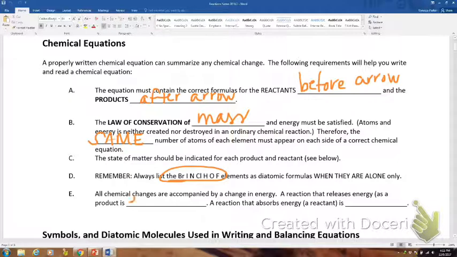Okay? So remember that when we have chemical changes, it's always going to have either a release of energy, which would be exothermic, or sometimes we have to add energy to the system to get the reaction to happen, and then that is endothermic.